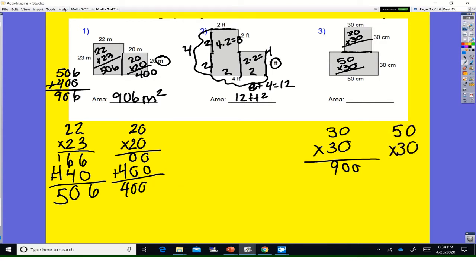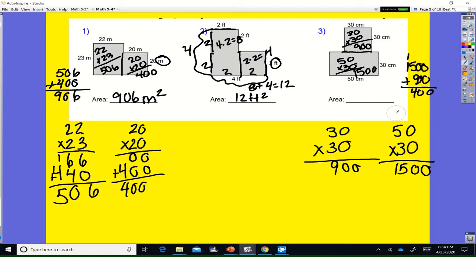I'm going to show you that trick again. We have 2 zeros here, so I can add my 2 zeros. 5 times 3 is 15. So we have 1,500 and 900, and then I have to add the 2 up.